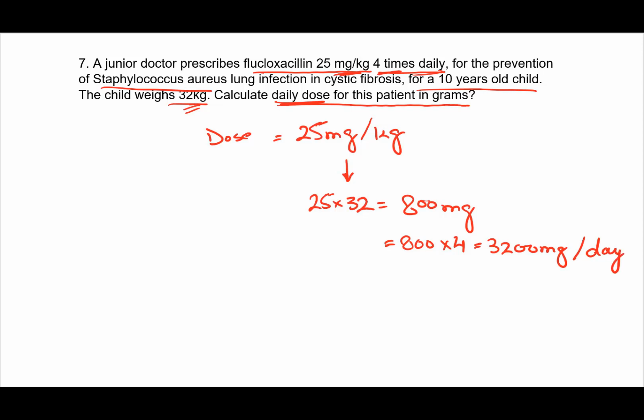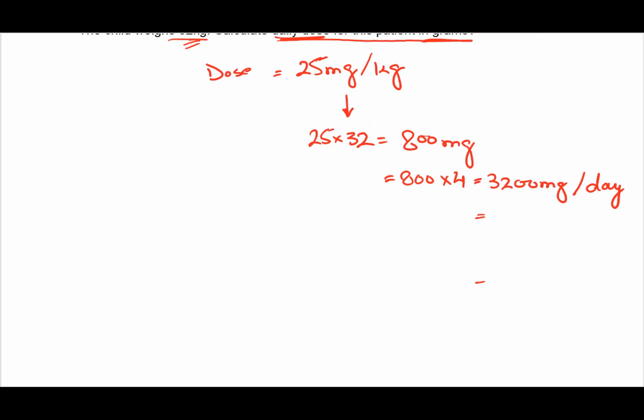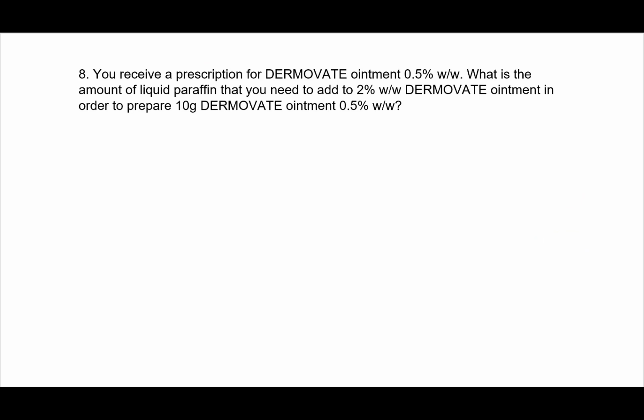And also we have to find out it in grams. So let's just simply convert this 3200 milligrams into grams. So 3200 milligrams will be equal to, remember I'm going from a smaller unit to a bigger unit, the decimal is here, which will move towards the left by 3 places. So that's 1, 2, 3, and that will be 3.2 grams per day. And that's the answer.